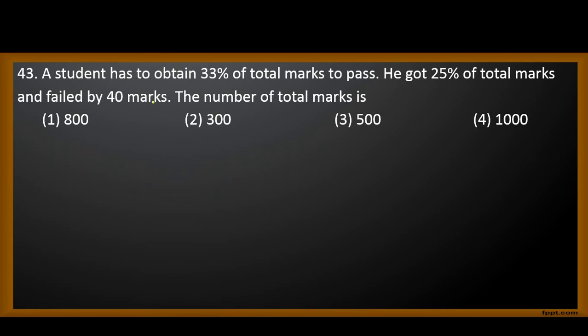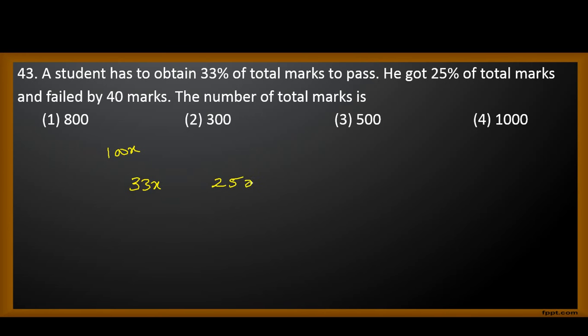A student has to obtain 33% of the total marks to pass. He got 25% of total marks and failed by 40 marks. The number of total marks is simple. Let us assume the total marks as 100x. Okay, now what is the pass mark? 33x. But what did the student get?